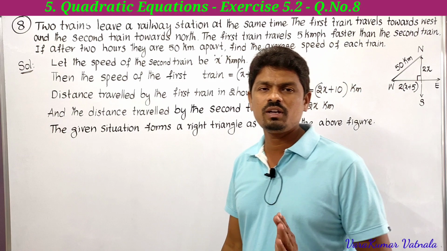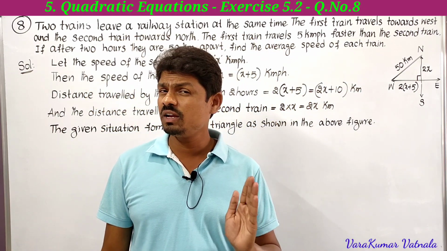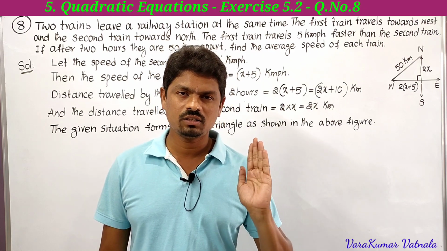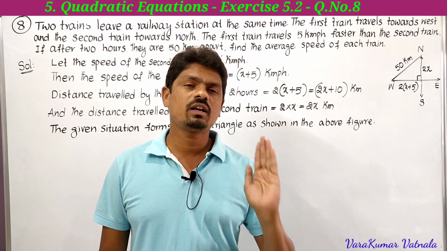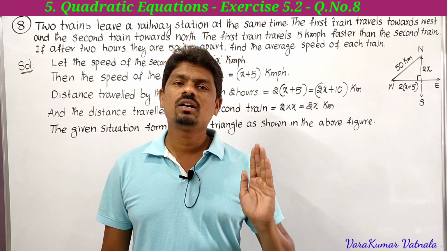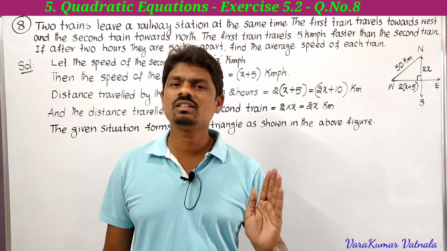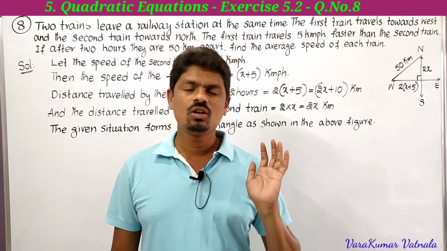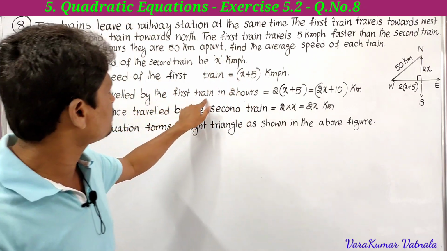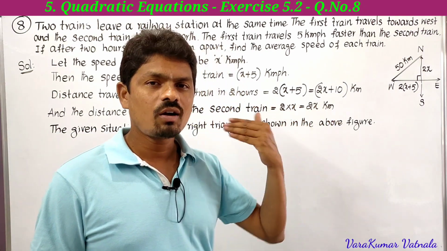See here what it actually means. If the speed of a train is 50 kmph, what does it mean? In 1 hour it travels 50 kilometers. If the speed is 20 kmph, what does it mean? In 1 hour the train travels a distance of 20 kilometers. In the same way, see here, the distance traveled by the first train in 2 hours. So how can we get it? 2 into speed.